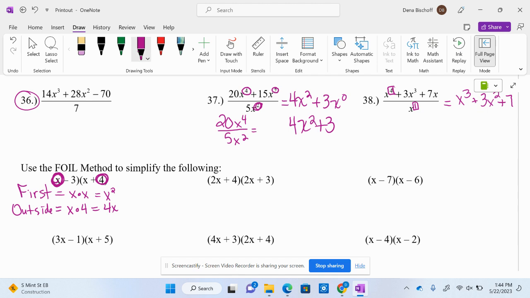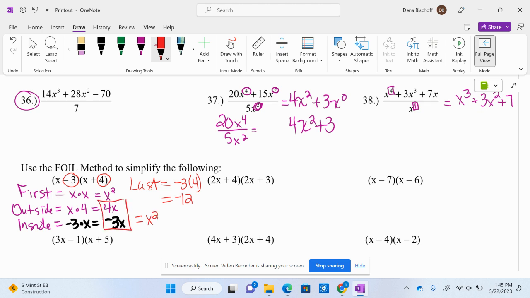Okay. And then inside, that's what we're doing next. Inside means I take the inside term of the first parenthesis times the inside term of the next one. -3 times x is -3x. And then I'm going to take the L, which stands for last. I take the last term of the first parenthesis times the last term of the second parenthesis. That gives me -3 times 4, which is -12. And then I just combine these. My final answer is x squared plus x minus 12.